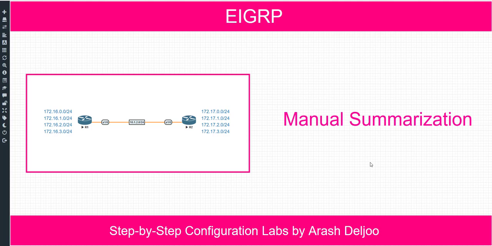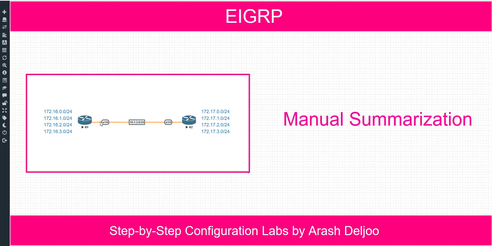In this video, I'm going to show you how we can configure EIGRP manual summarization. You know that in EIGRP, we have two types of summarization. Automatic summarization, that we learned about in a previous video. Now I'm going to show you how we can configure manual summarization, and this is the preferred method in EIGRP.